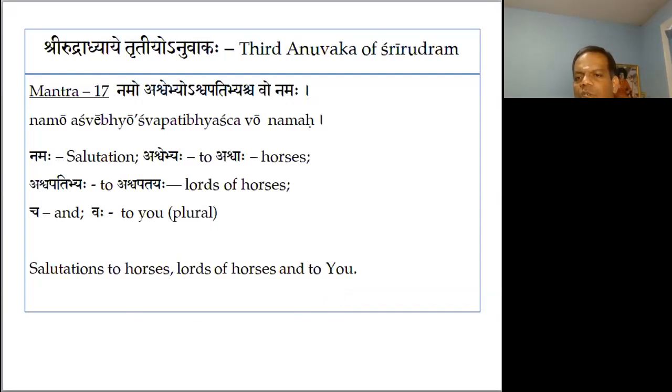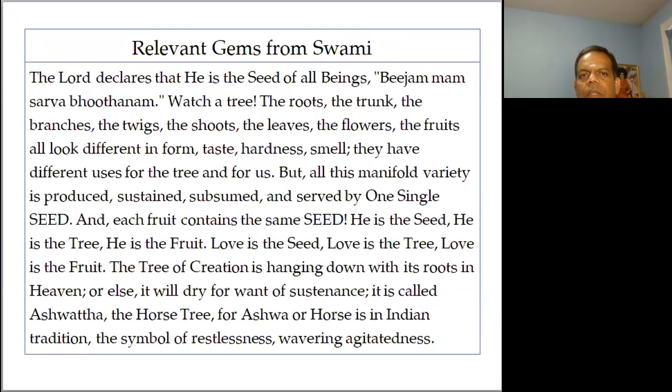I have a few excerpts, so let's look at them. The Lord declares that He is the seed of all beings. Bijam mam sarva bhutanam. Watch a tree. The roots, the trunk, the branches, the twigs, the shoots, the leaves, the flowers, the fruits, all look different in form, taste, hardness, smell. They have different uses for the tree and for us. But all this manifold variety is produced, sustained, subsumed, and served by one single seed. And each fruit contains the same seed.